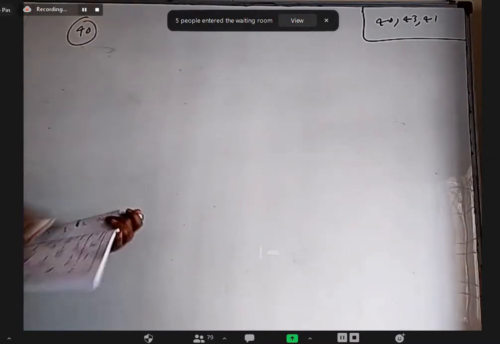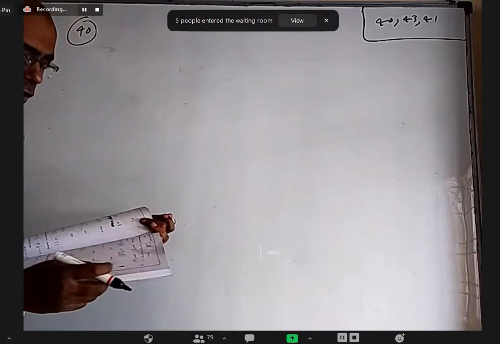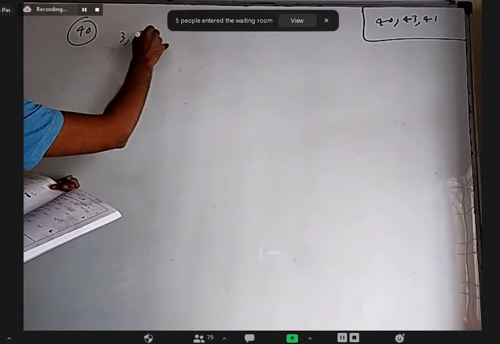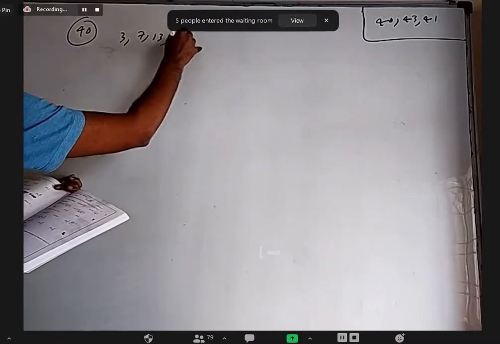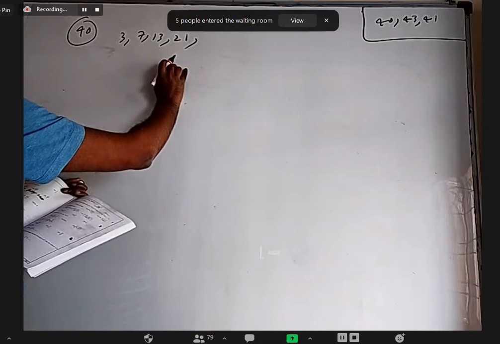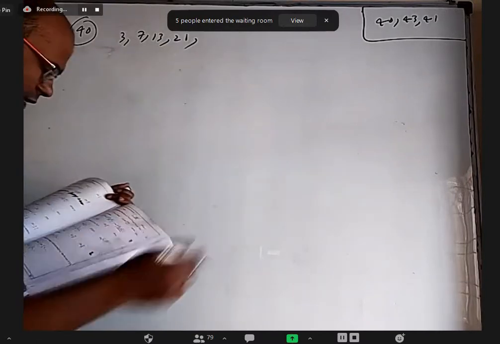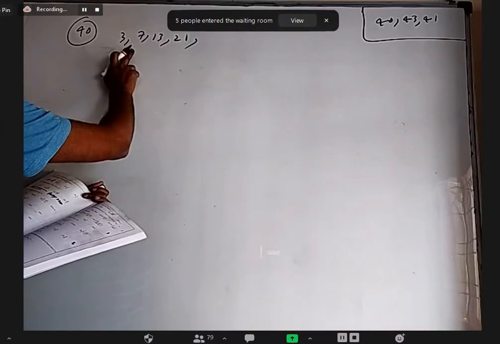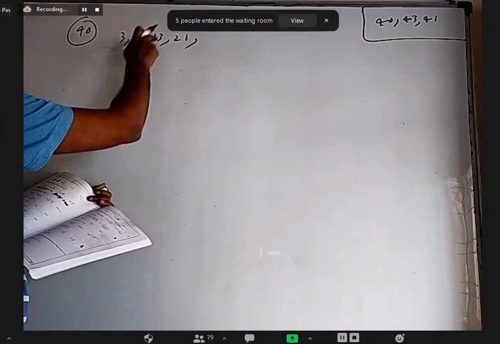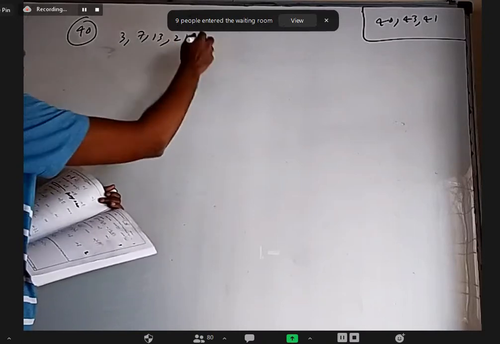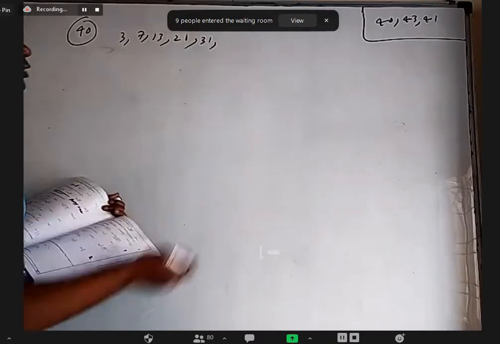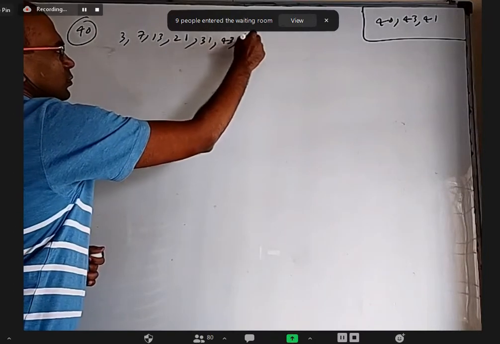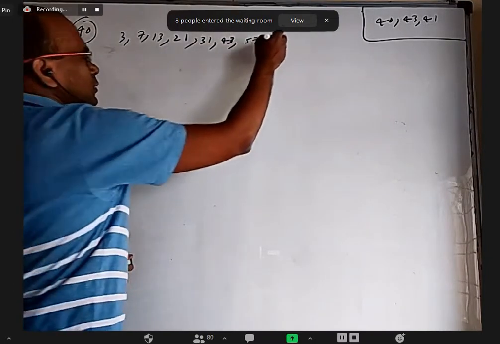40. I don't know how much time we have, but it is based on method of differences. 3, 7, 13, 21. There is some pattern you have to notice. The gap between 3 and 7 is 4. From here to here gap is 6. From here to here gap is 8. Next gap will be 10. Next gap will be 12. Next gap will be 14. Next gap will be 16.